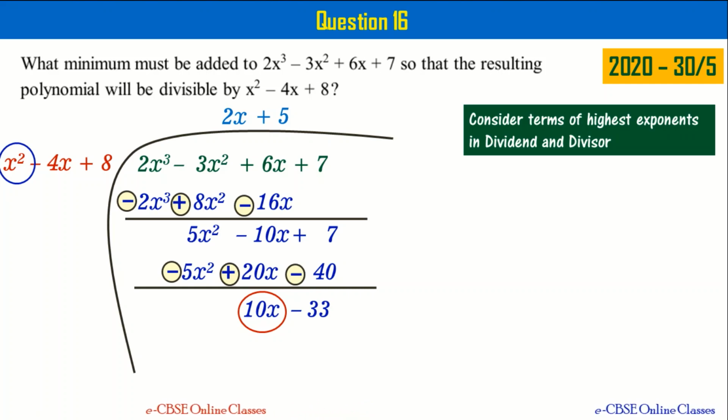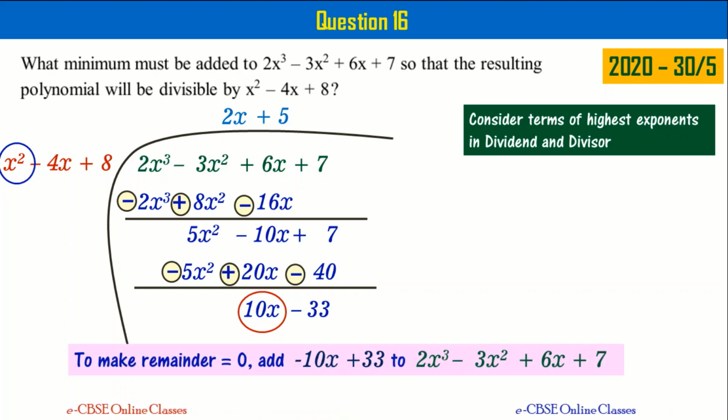That's why what we do is we stop here and say that to make the remainder 0, we have to add minus 10x plus 33 to the given polynomial, that is 2x cube minus 3x square plus 6x plus 7. This is the answer. We have to add minus 10x plus 33.